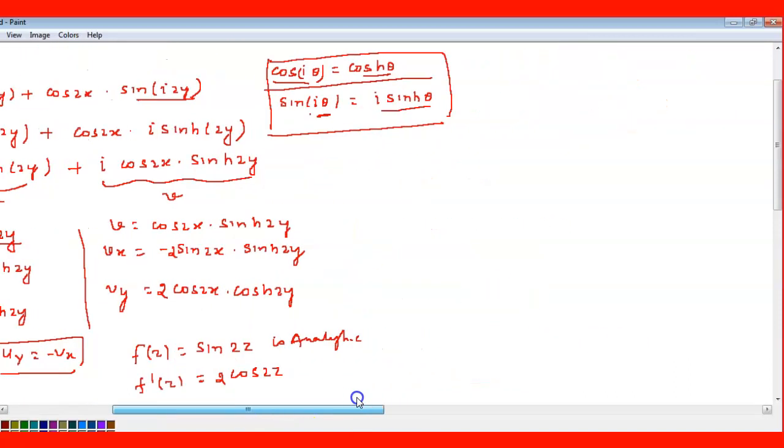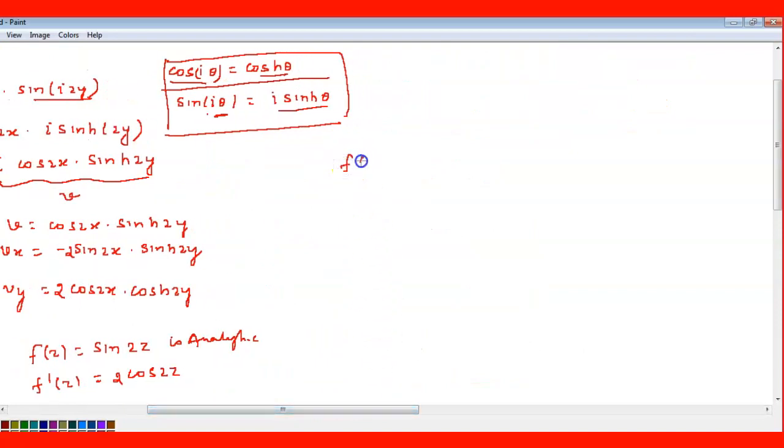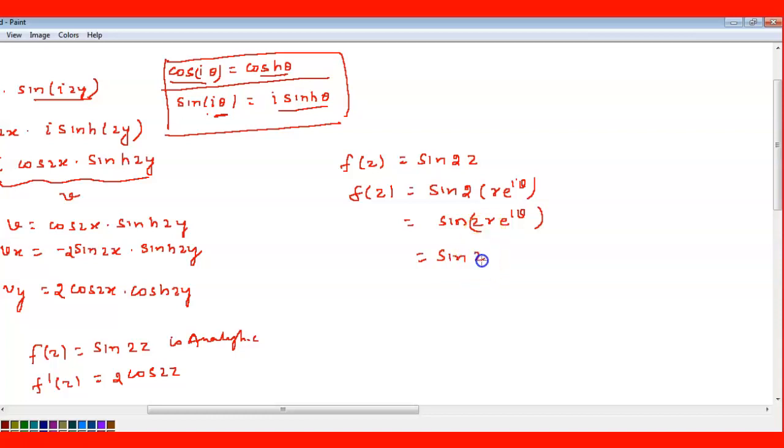So if you do this same question in the polar form, f of z is equal to sine of 2z. If you do it in the polar form, sine of 2, and z you write as r into e power i theta. So the maximum we can simplify is up to sine of 2r e to the power of i theta. After that you cannot expand it. If you expand it, it will also become complicated. Like if you write 2r as it is, and this one as cos theta plus i sin theta, it will keep becoming complicated, right?